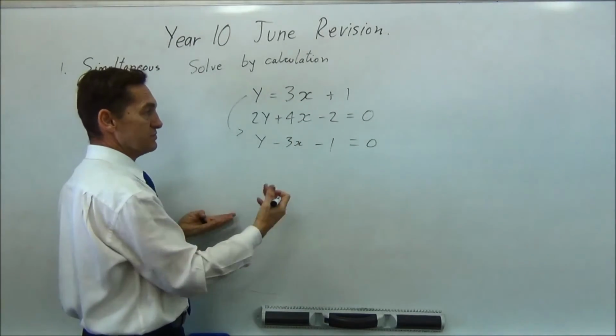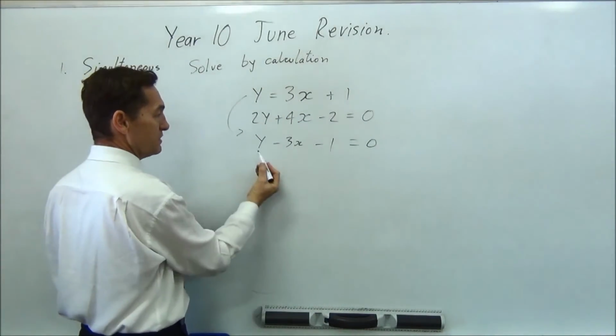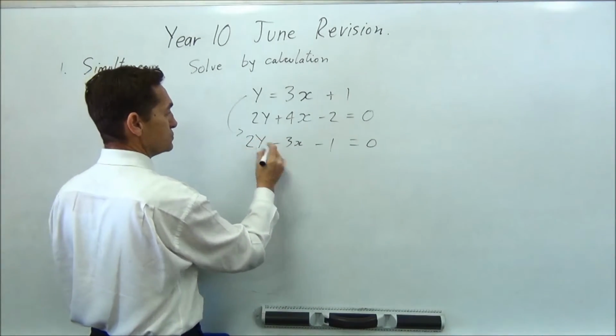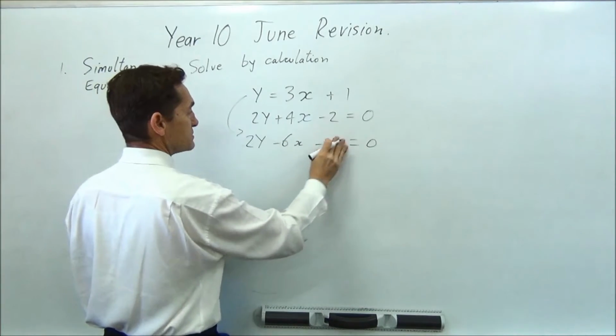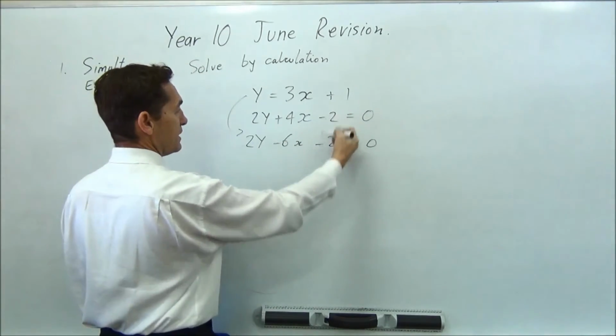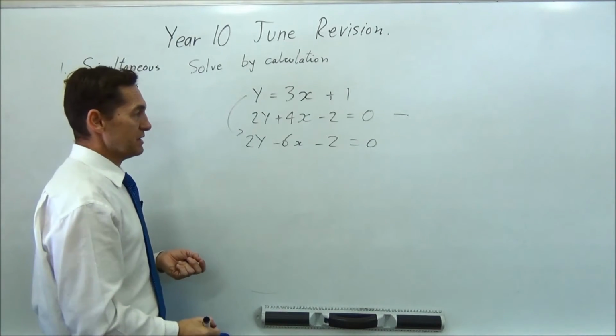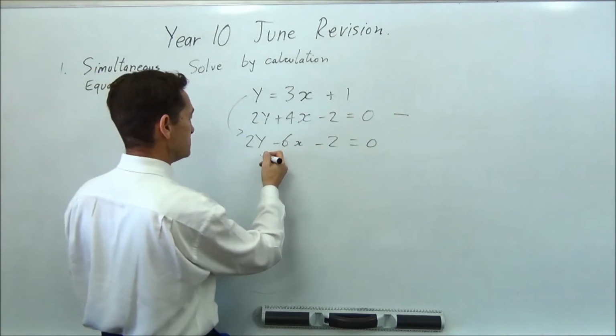And you can subtract or add. Well, you can't do either at the moment. We'd need to double this one. So let's double it. So 2, make that a 6, and make that a 2. Now we can subtract, because that'll wipe out our y's. So that's one way to go about it. Let's finish that now, since we've started on it.